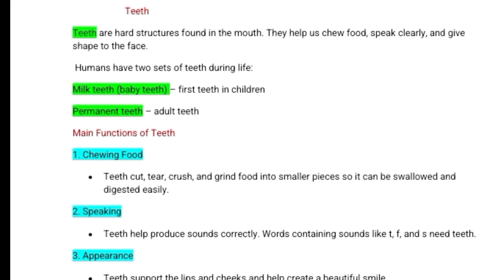Teeth. Teeth are hard structures found in the mouth. They help us chew food, speak clearly, and give shape to the face. Humans have 2 sets of teeth during life. Milk teeth, baby teeth, first teeth in children. Permanent teeth, adult teeth.